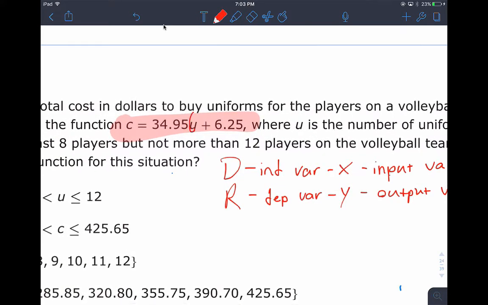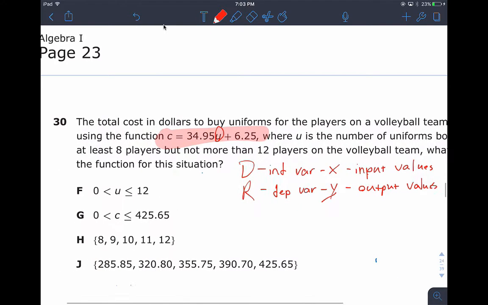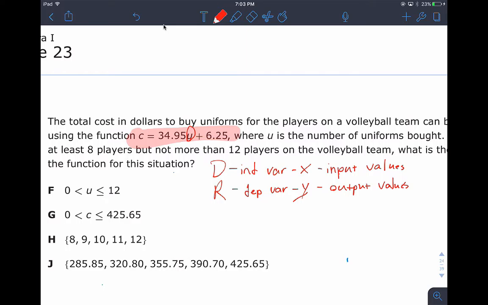And if you think about it here, we have to input the uniforms. So we have to figure out how many uniforms we are getting to figure out the cost. All right, so it says there are at least 8, but then no more than 12. So I guess maybe you're assuming you're going to have at least 8, but you're not going to have more than 12. Maybe you have to make some cuts or something. I'm not sure. So that means our values need to be between there.